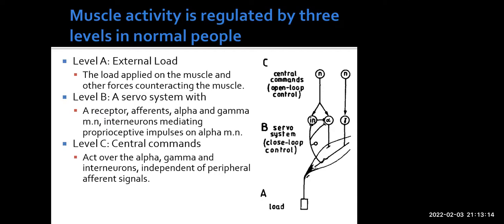We had discussed level A, the external load when it is applied. That's the first part. The second one is level B, which is the spinal cord. As in the last class, we had done the spinal cord, how it is being controlled, right? How the spinal cord controls the muscle.